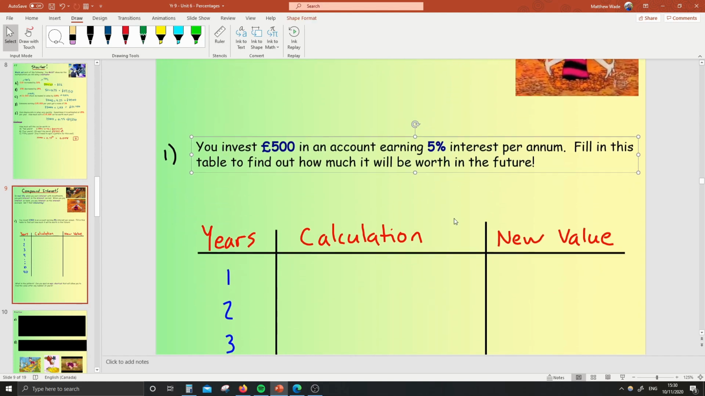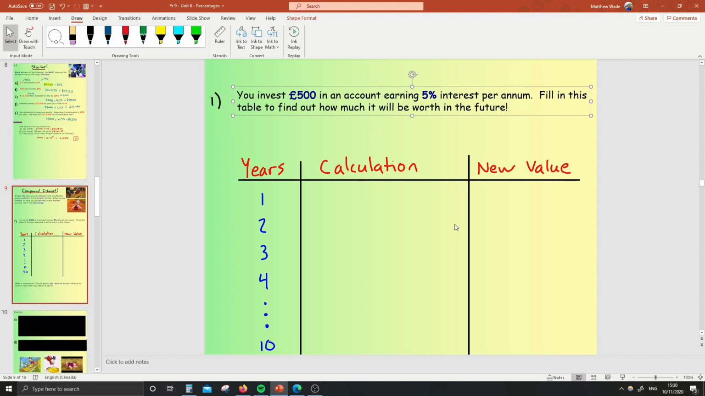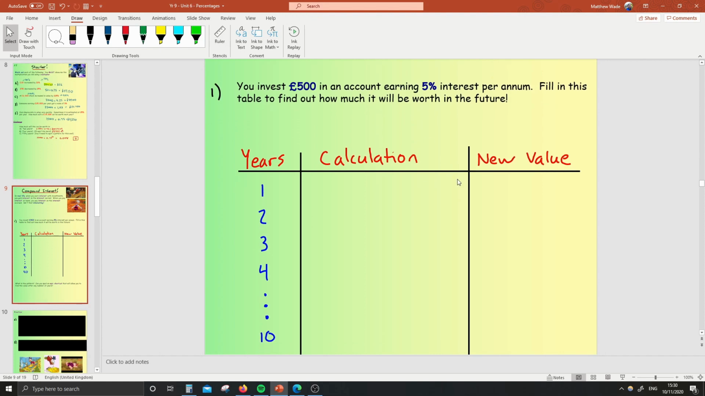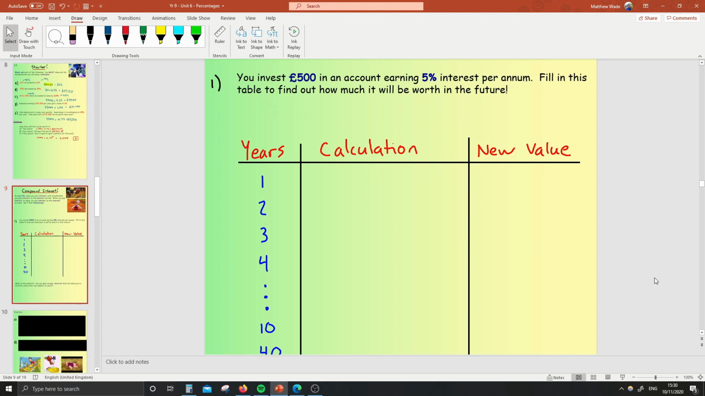I've had my spiel, my rant now, so let's do this thing. Okay, you invest £500 into an account that's earning 5% interest per annum. Now, annum, my lovelies, just means year. It's kind of like annual, but annum is what finance people call a year. So it makes 5% interest per year. Fill in the table to figure out how much it will be worth in the future.